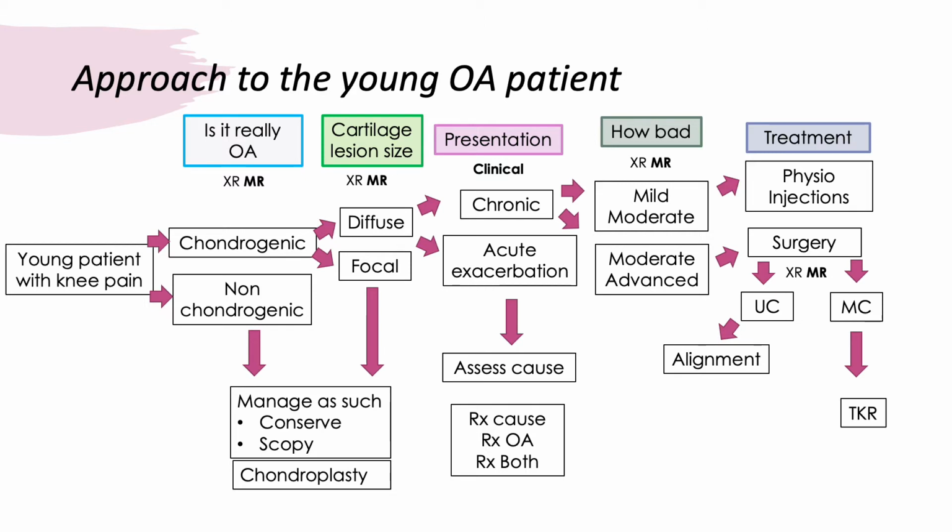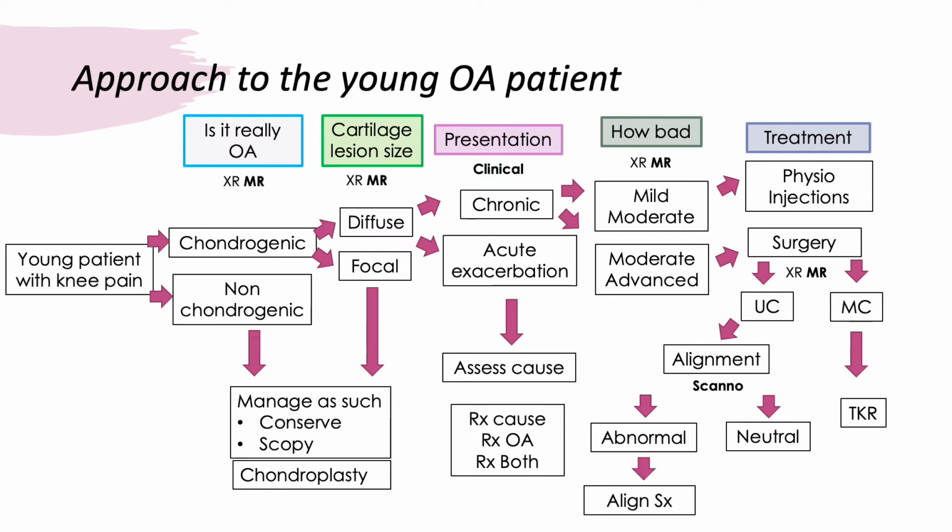With unicompartmental disease, we are usually interested in assessing the alignment. Once we understand the alignment of the patient's knee, which we can do using a scanogram, we can decide based on normal or abnormal alignment of the knee. So if you have neutral alignment, these patients will typically go to a unicompartmental arthroplasty, and if you have abnormal alignment, they will typically go to an alignment surgery such as a high tibial osteotomy or a distal femoral osteotomy.